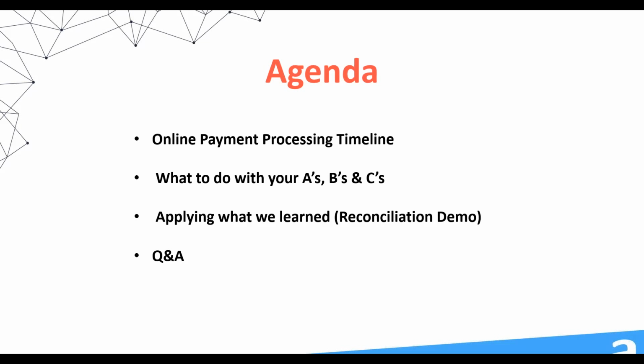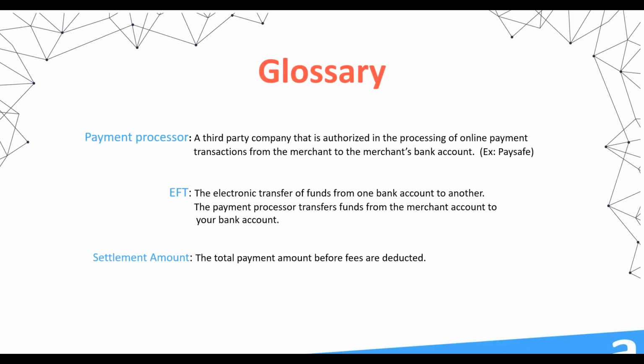So let's get started. Before we begin, I'd like to start by going over a glossary just to make sure you understand some key terms that we'll be using in this training today. Starting with your payment processor. This is what you use to process transactions online. This allows you to take your payments from Amilia and send them directly to your bank. Most of you use PaySafe as your processor.